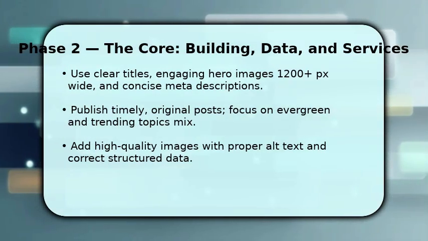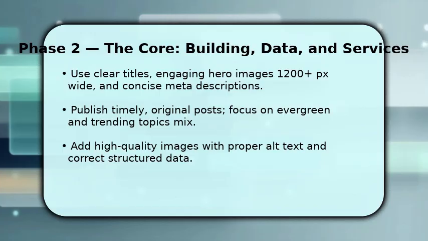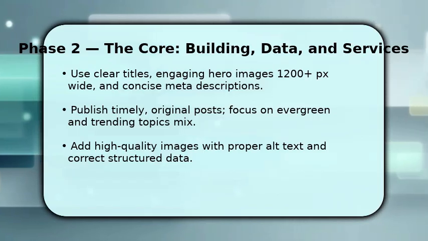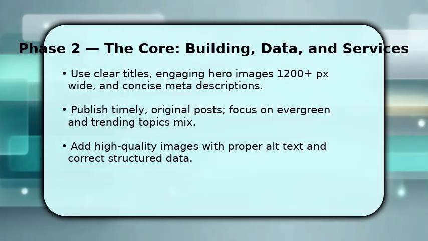Now, focus on signals that influence Discover. Publish original, timely posts and use standout hero images at least 1,200 pixels wide to trigger high-quality cards. Once you optimize titles and meta descriptions for clarity, add structured data like article schema and image object where appropriate. Make sure images have descriptive alt text and are crawlable.